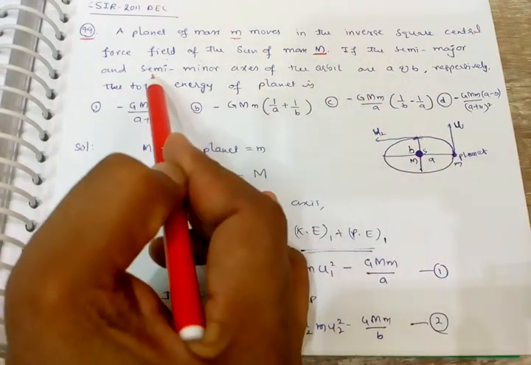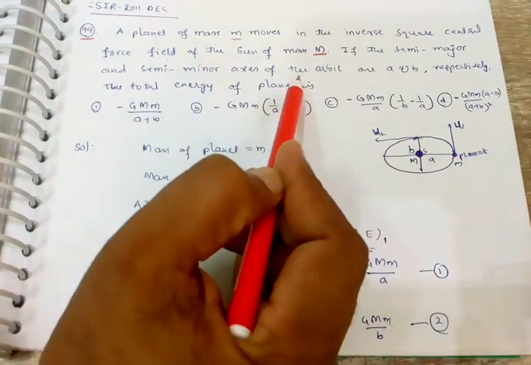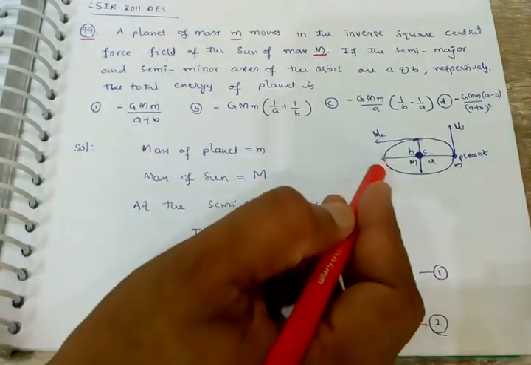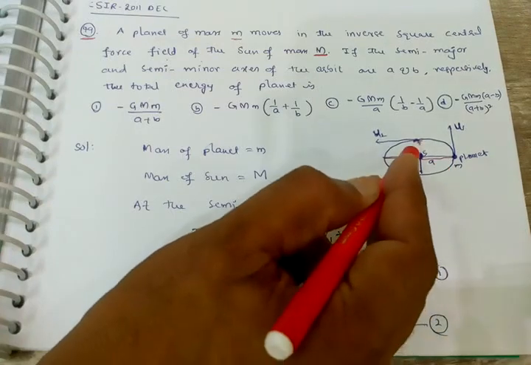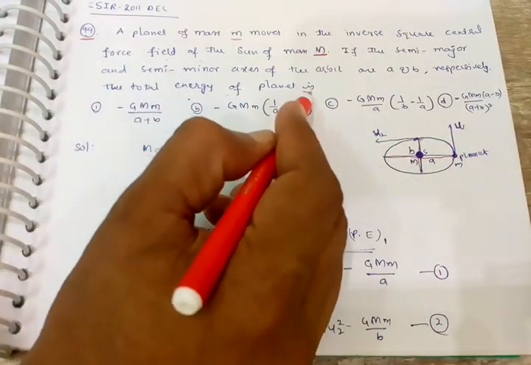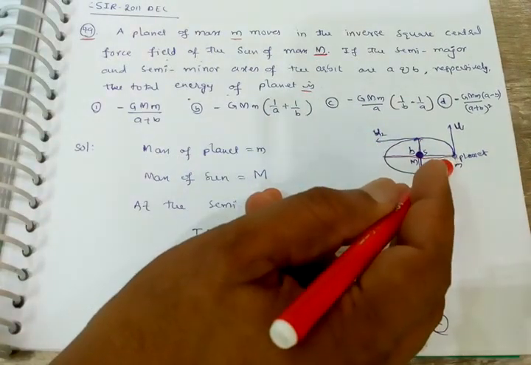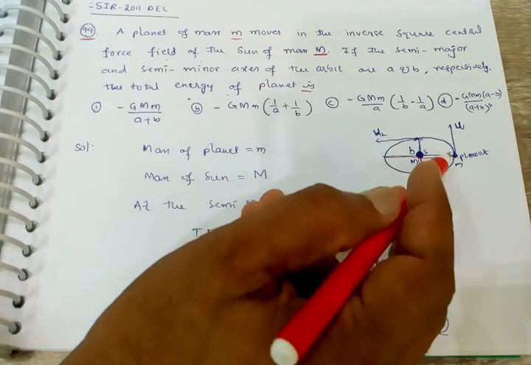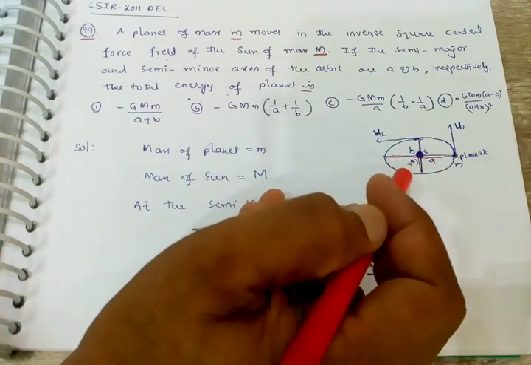If the semi-major and semi-minor axes of the orbit are A and B, this is an elliptical orbit, so this is the semi-major axis and this is the semi-minor axis respectively. The total energy of the planet is what we have to find. This is the path of the planet around the sun.